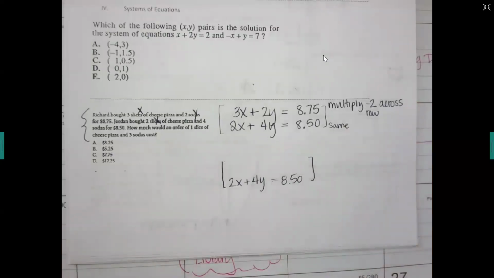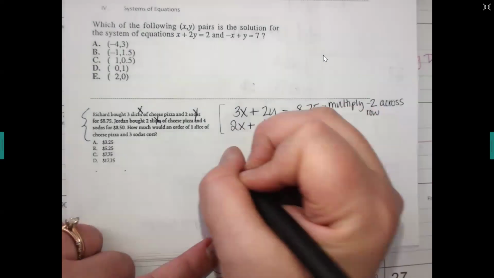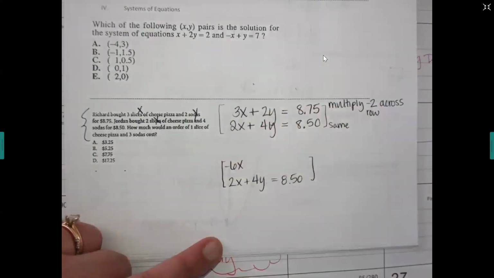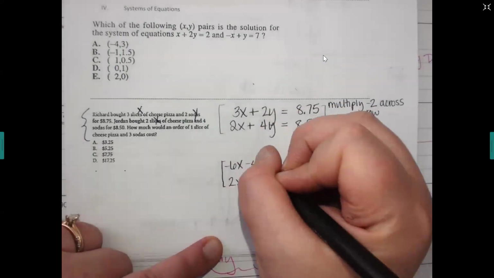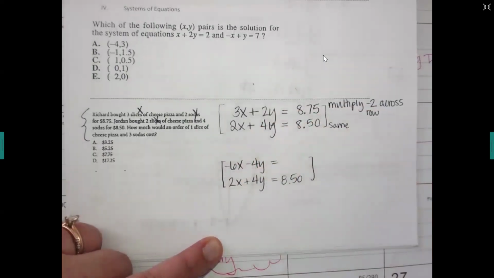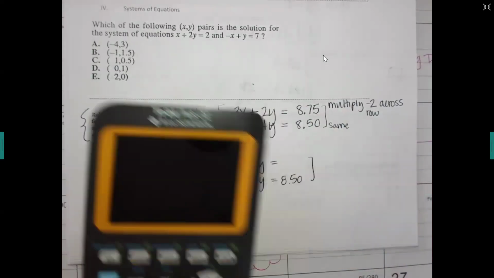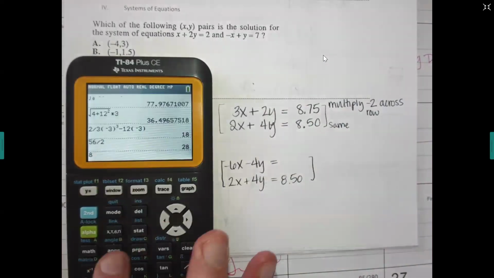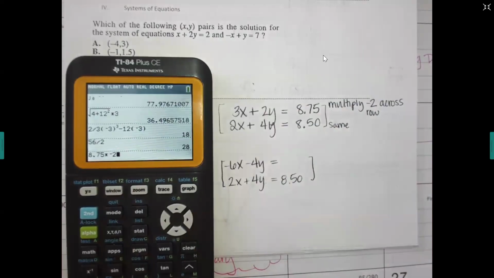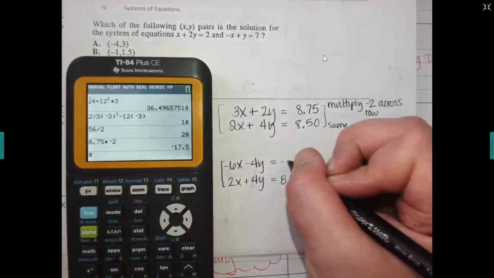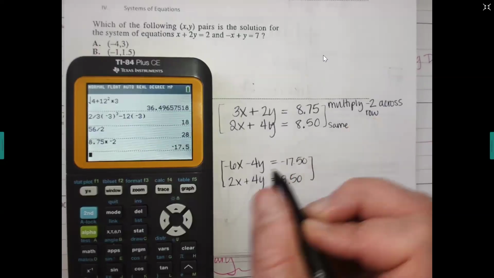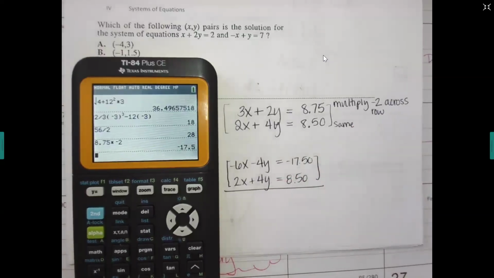But for the top one, we're going to times a -2 all the way across the top, starting with the 3x. What is 3x multiplied by -2? -6x. What is 2y if I multiply it by -2? -4y. And then 875 multiplied by -2 is -1750. Now we're ready to add them up.